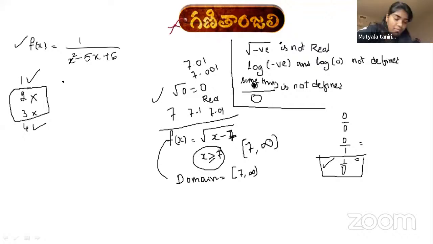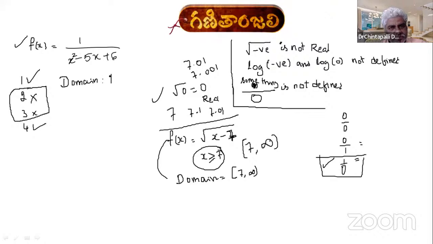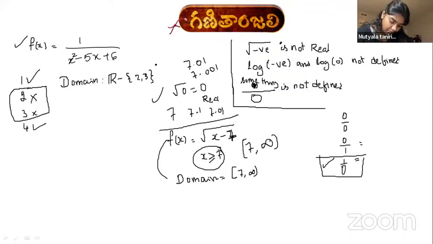That's why the domain of this function is all real numbers, with 2 and 3 deleted. The domain of this function is R minus the set of elements 2 and 3. But how should we know those 2 and 3? How can we find those two values? Any idea?